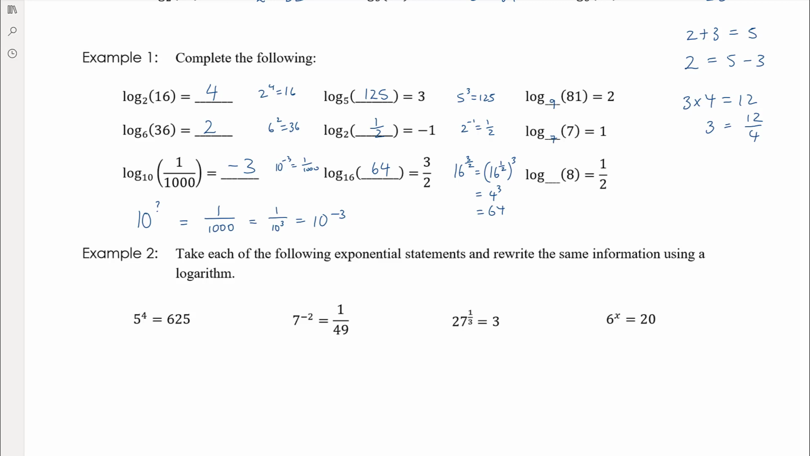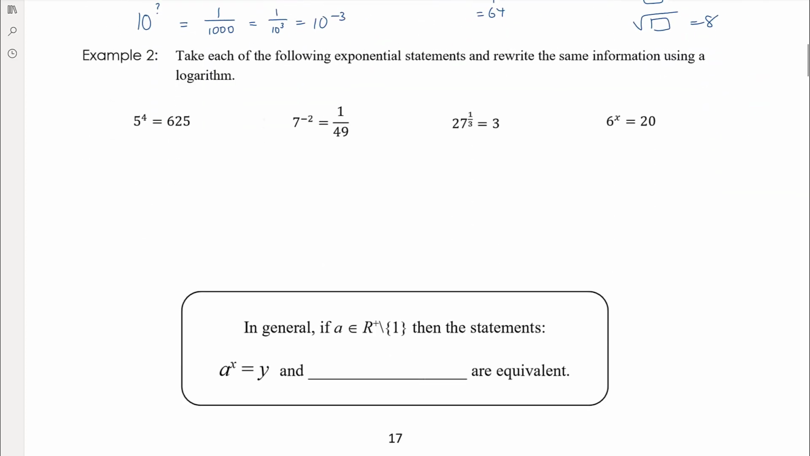Log base something of 8 is equal to 1/2. So what to the power of a half equals 8. Okay, so again, you're thinking about what to the power of a half equals 8. Okay, so square root, remember power of half. So square root of what is 8? So it must be 64.